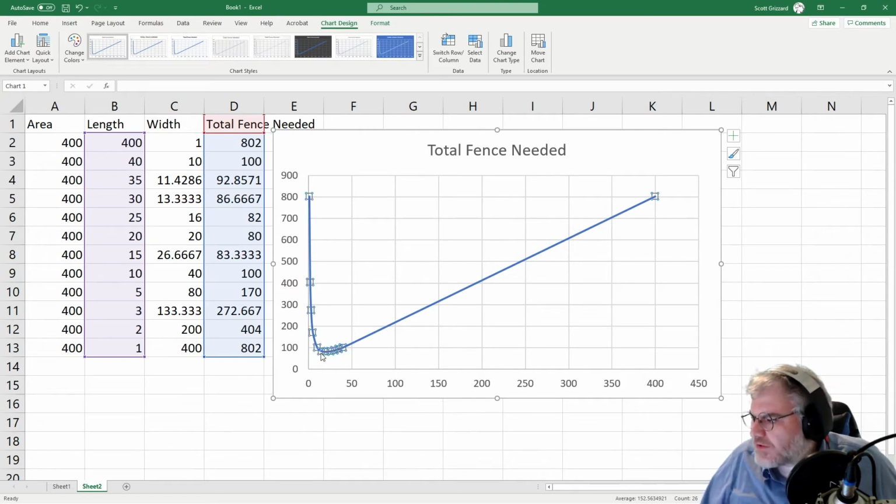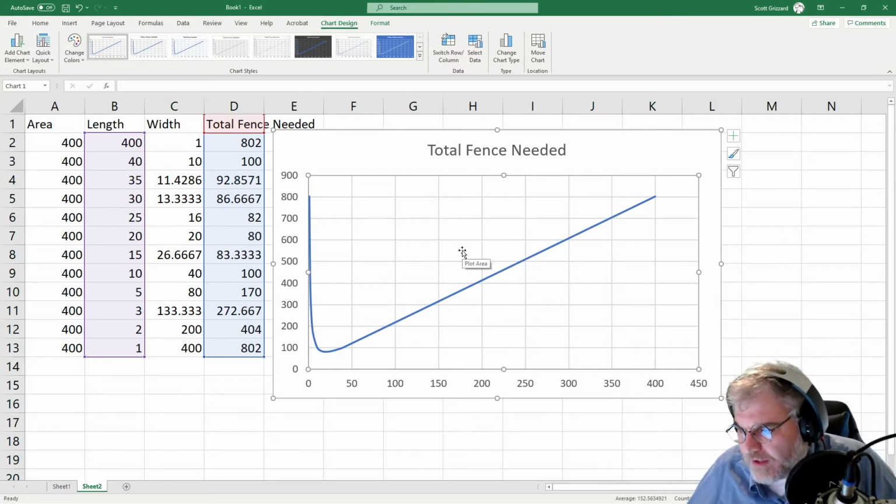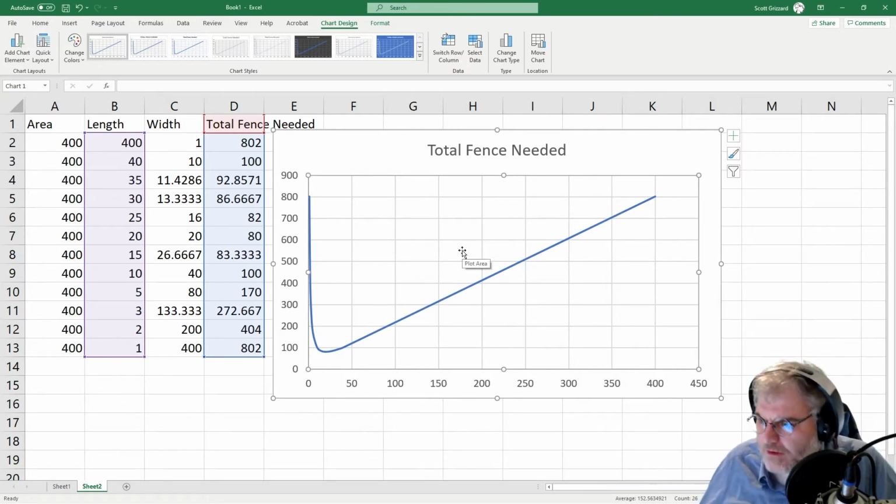And I can tell that there's a min here. It happens to be at x equals 20, but it's way down here. And I can already tell that I'm not going to care about these endpoints. Okay. So how do I go about solving this?